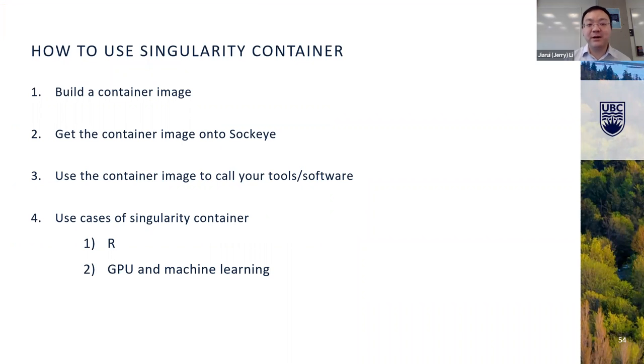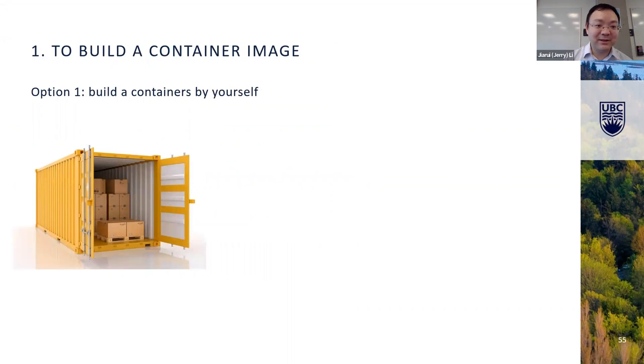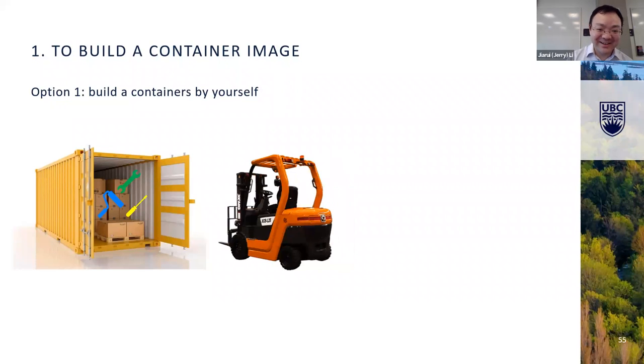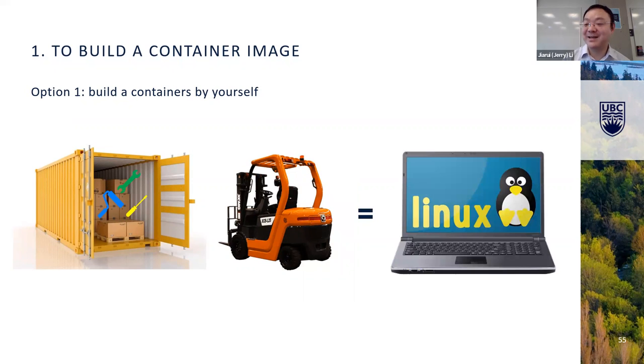To use Singularity Container, you need to build a container image, get the container image onto Sockeye, and use the container image to call your tools or software. And you can use a container for R, for GPU, or machine learning. So to build the container by yourself, you need some equipment. In this case, you need a laptop or your desktop running a Linux operating system, and you have the sudo admin power on it. Otherwise, you cannot open it.